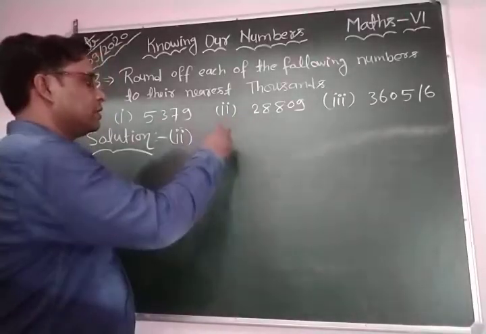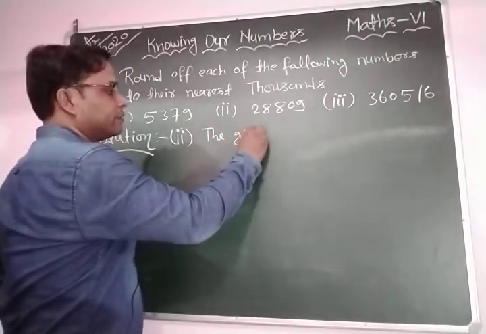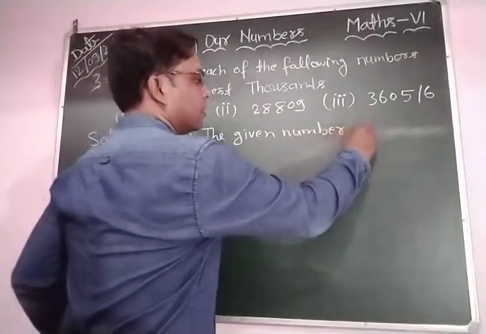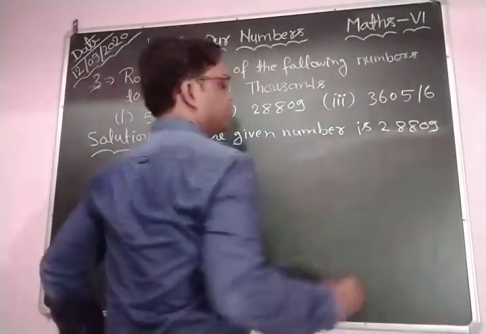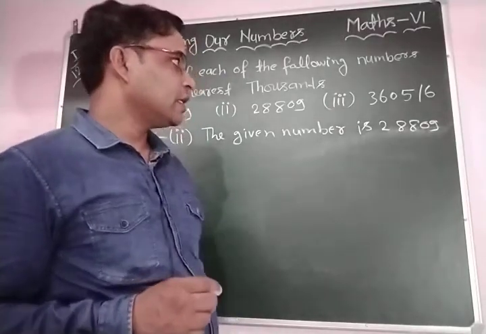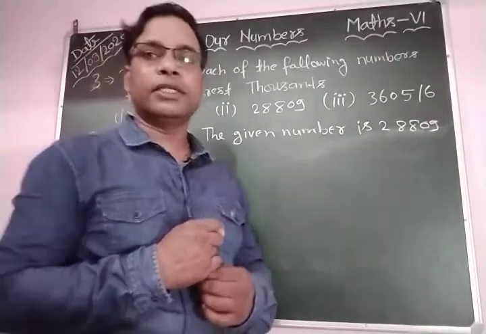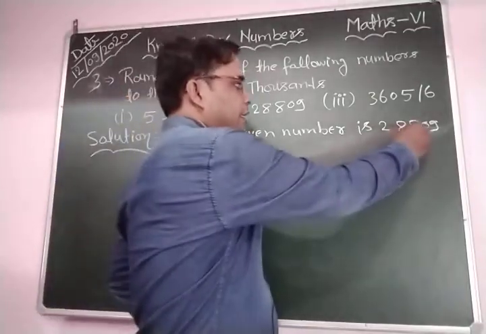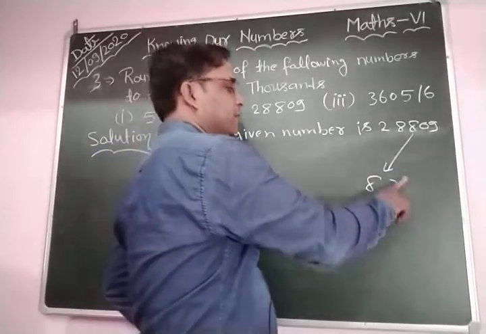For the second part, first write here the given number is 28,809. You need to find the estimation or rounding of 28,809 at its thousand place. For thousand place, we check the 100 place. Here you can see the 100 place digit is 8. Sorry, 8 is greater than 5.